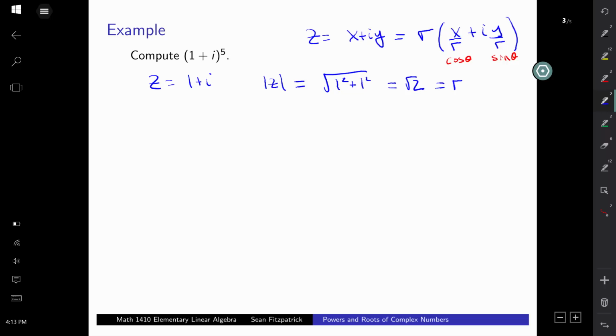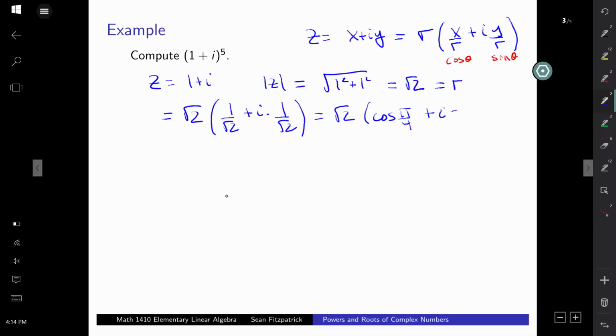And sometimes you get lucky and you can recognize the numbers as ones that you're familiar with. So here I pull out the root 2 and I write this as 1 over root 2 plus I times 1 over root 2. And then I recognize this as the values for x and y corresponding to theta equal to pi over 4. And so this is root 2 times cos pi over 4 plus I times sine pi over 4. So I get that 1 plus I is equal to root 2 e to the I pi over 4.